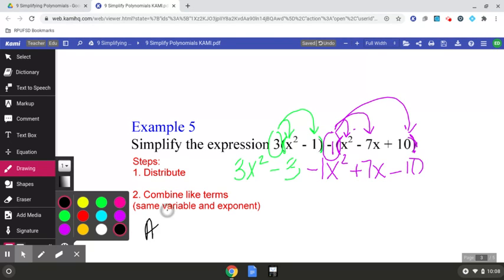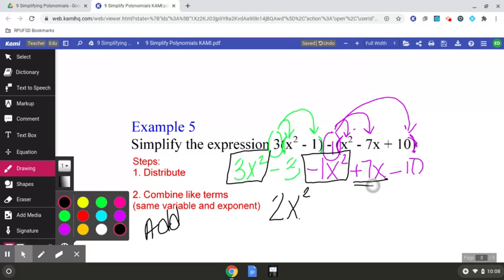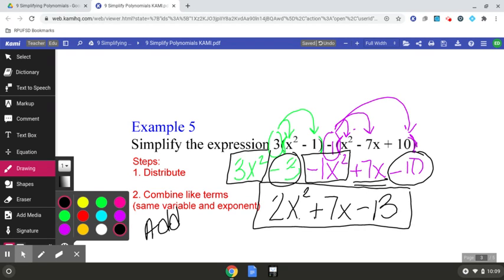Now you're just going to add your like terms, starting with your highest exponent. So your highest exponent is x squared, which I can combine with negative 1x squared. So 3 plus a negative 1 would be 2x squared. Okay, then if I scroll down to the next highest exponent, it would be this 7x, but there is nothing else that has an x. So this 7x, we just have to remember to bring it down. And then we have a negative 3 and a negative 10, which would be negative 13. And then this would be our answer because there's nothing else that we can combine.